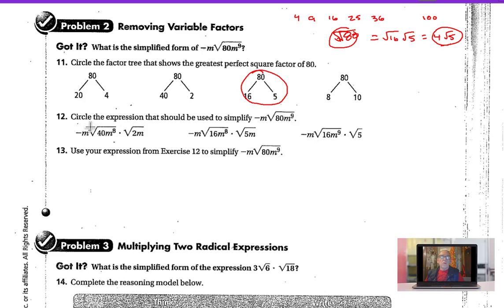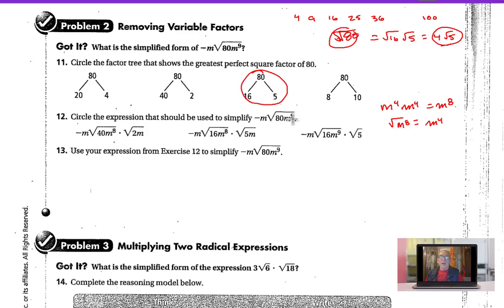So, number 12, select the expression that should be used to simplify this. So we're looking for something that's going to break this down in the center. Now, rules of exponents: if I have an m to the fourth times an m to the fourth, we add the exponents, we get an m to the eighth. So the square root of m to the eighth is going to be m to the fourth, because m to the fourth times m to the fourth made m to the eighth. So we're kind of taking out even powers here.